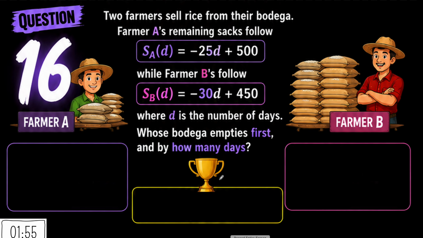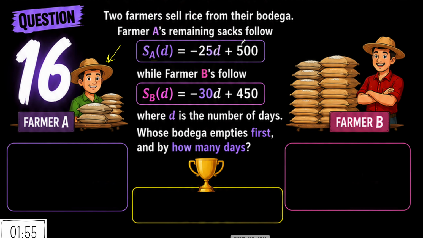So, question number 16. Two farmers sell rice from their bodega. Si Farmer A, kung naalala nyo, si Mang Tomas, no? Remaining sacks follow. As of A yan, si Farmer A yan. As of D is equal to negative 25D plus 500.